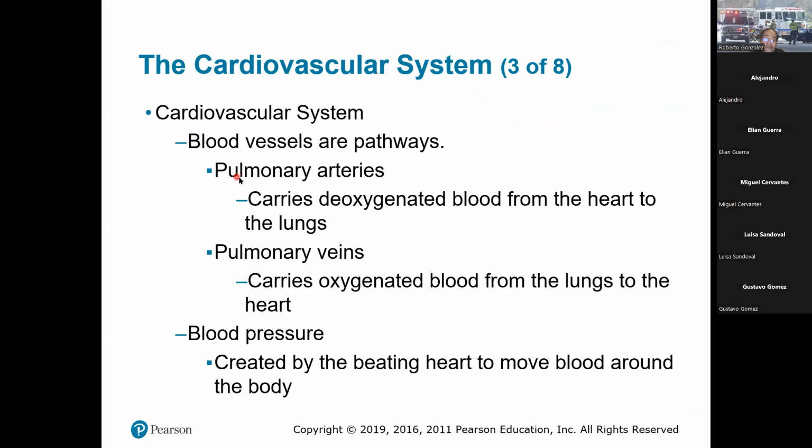Blood vessels and pathways: you have pulmonary arteries, which carry deoxygenated blood from the heart to the lungs. You have the pulmonary veins, which carry oxygenated blood from the lungs to the heart itself. And then you have blood pressure, which is created by the beating of the heart to move blood around the body itself.